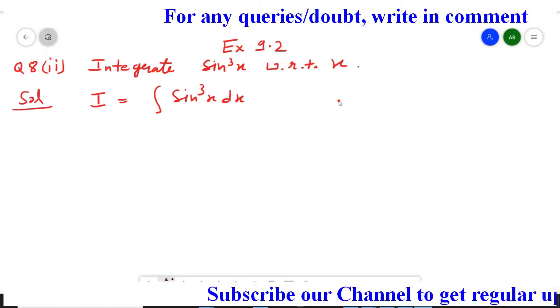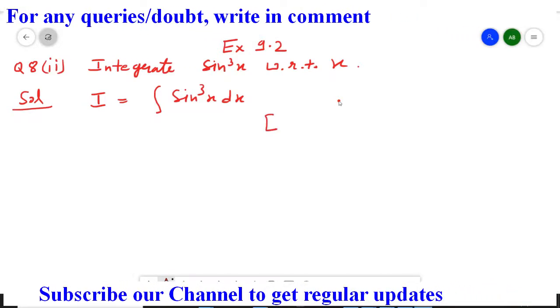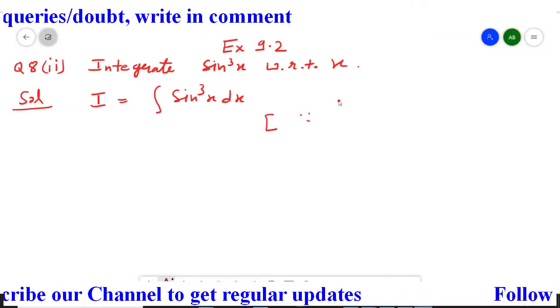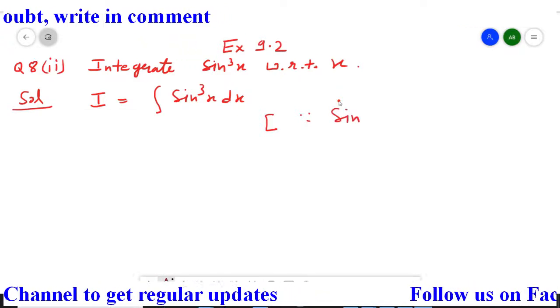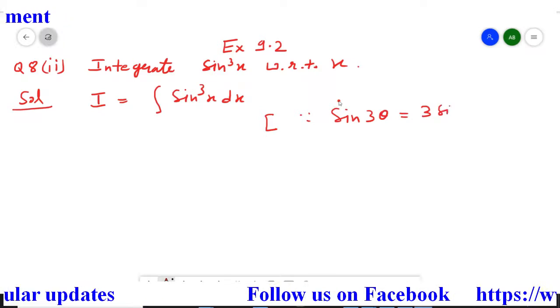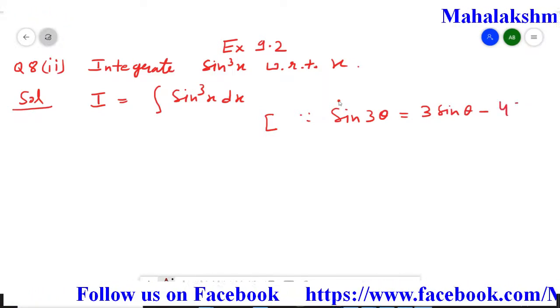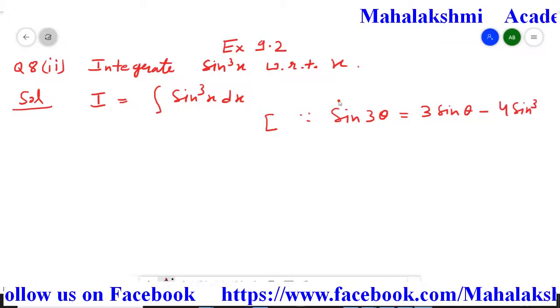So for that, students, since sine cube x is given to us, we are going to use a formula. We have one formula which you might have learned, that is sine 3 theta is equal to 3 sine theta minus 4 sine cube theta.